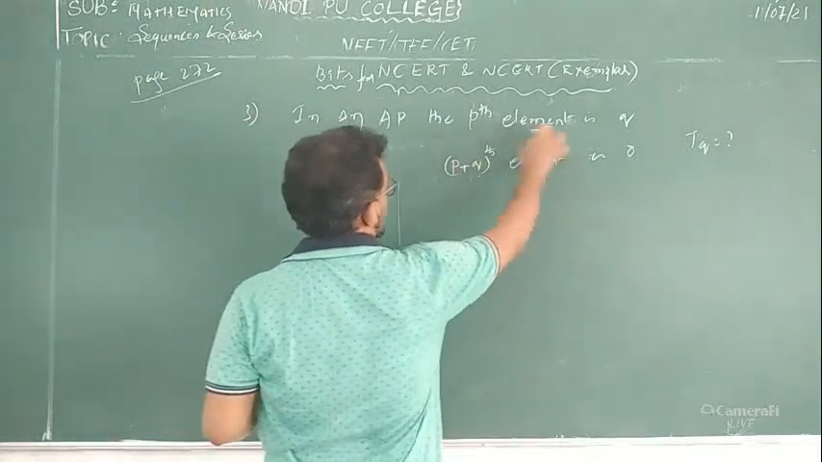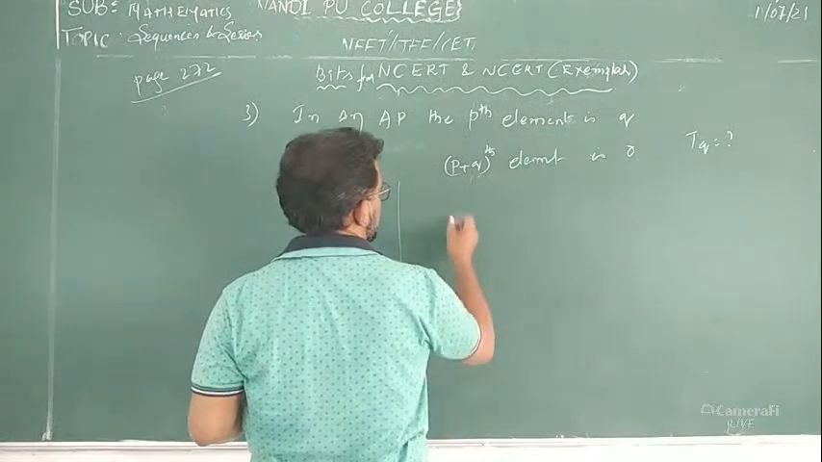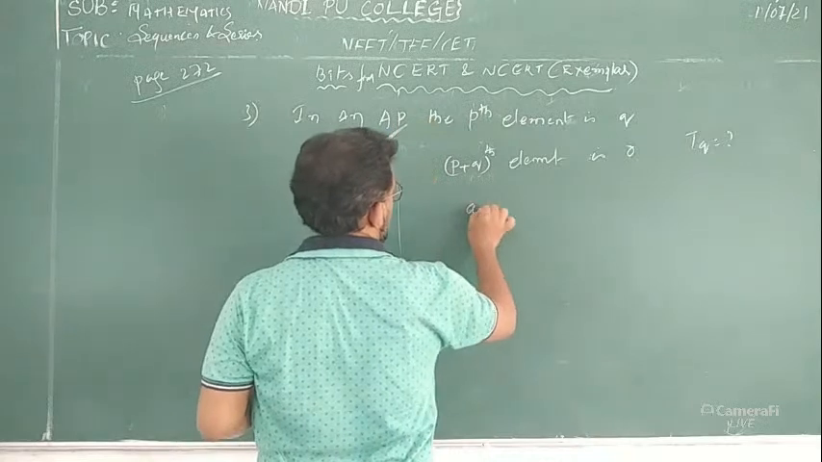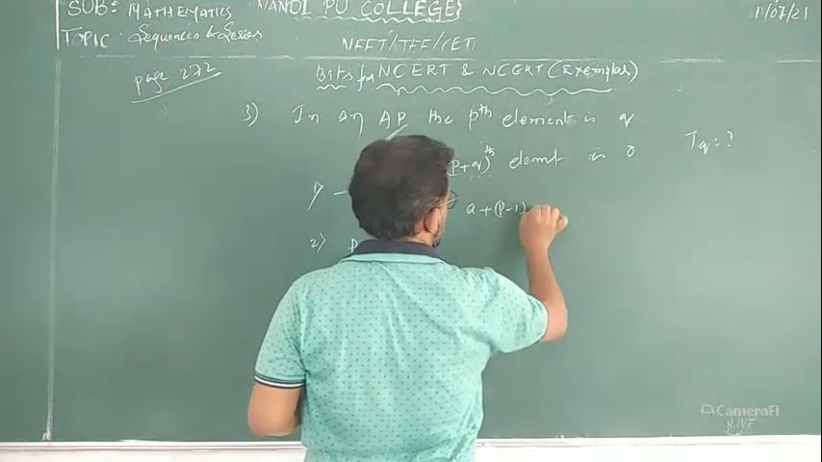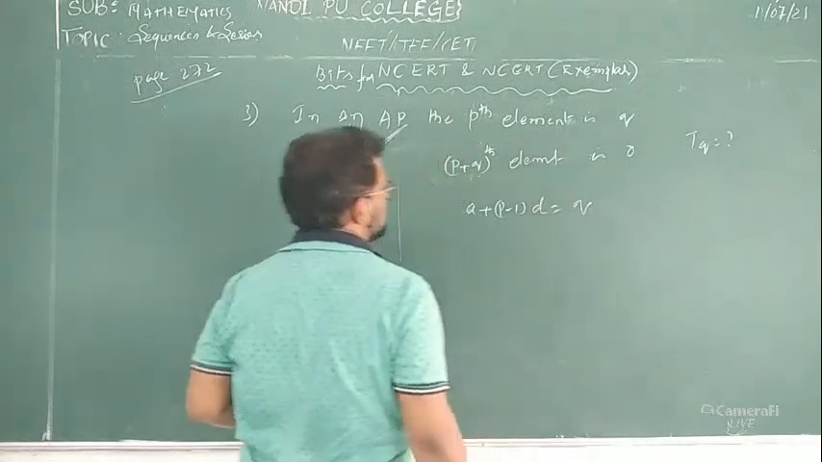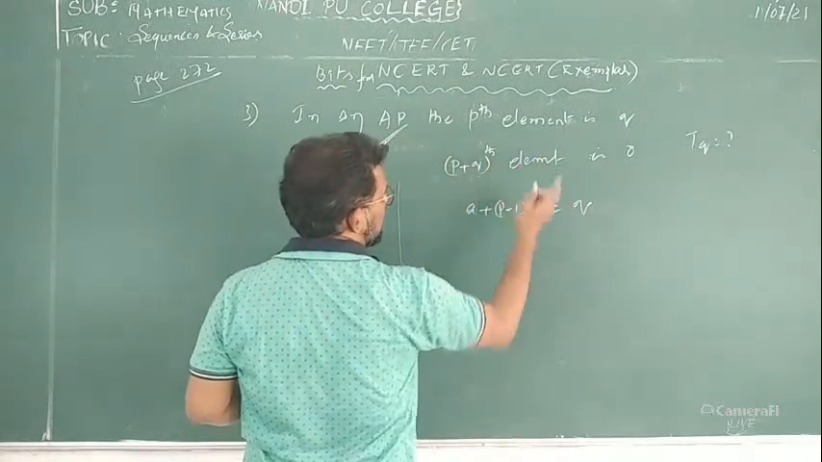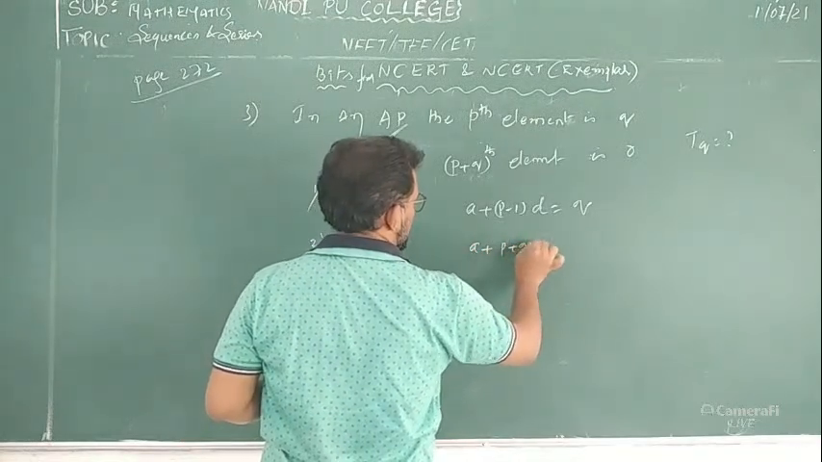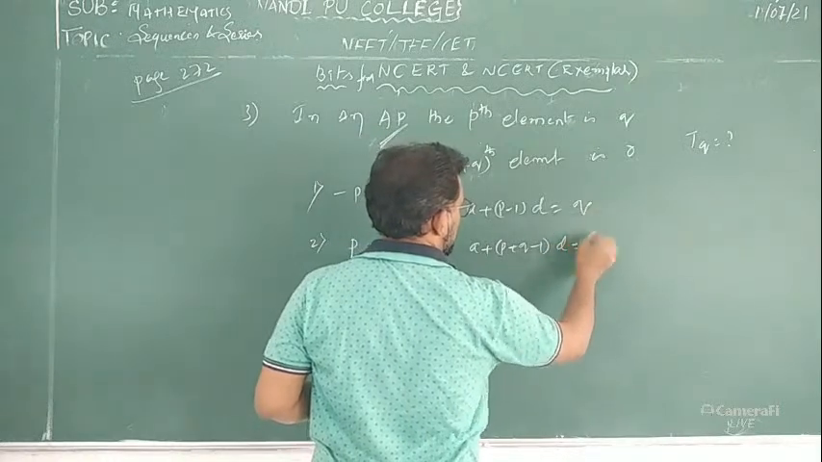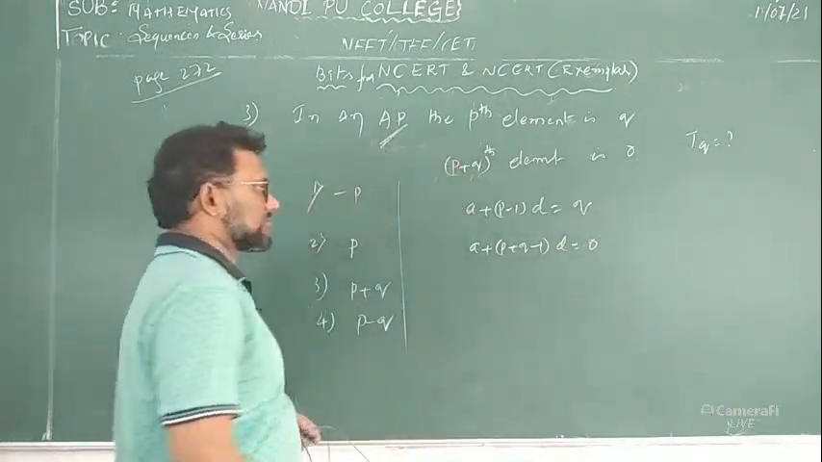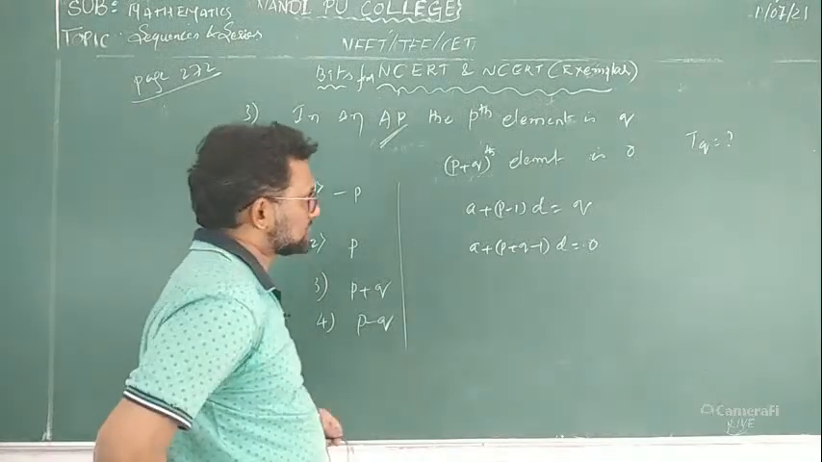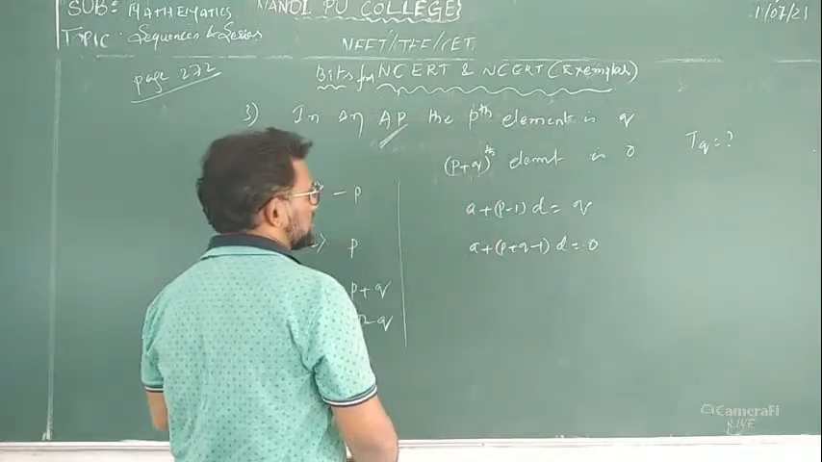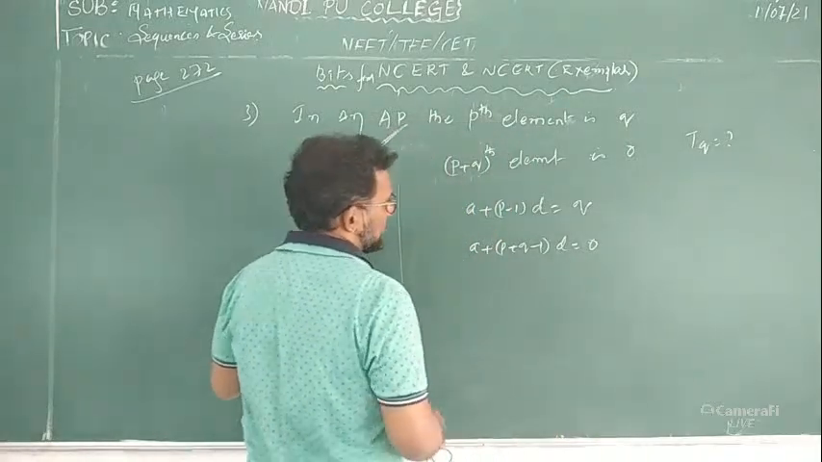Okay. If the pth element is q, since it is an AP, can we write a plus p minus 1 into d is equal to q. The p plus qth element is 0, means a plus p plus q minus 1 into d is equal to 0. Okay. Now, what is the qth element asked? Qth element. Okay. Let us do one thing.